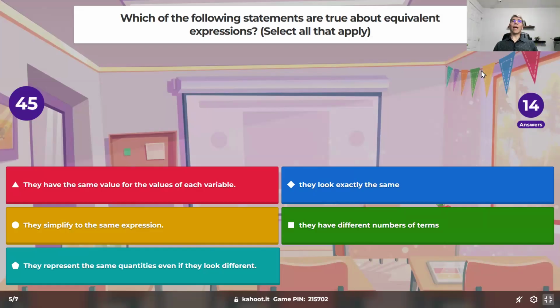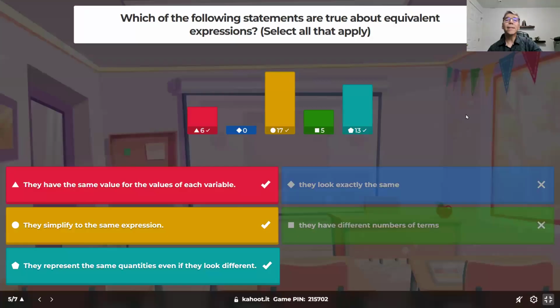Okay, two more answers. Remember that you need to click submit on this multi-select. You choose your answers and then submit. Okay, there we go. So these are the correct answers, and most of you got everything correct.